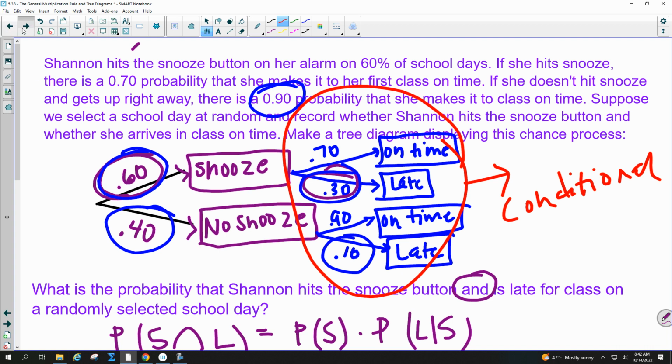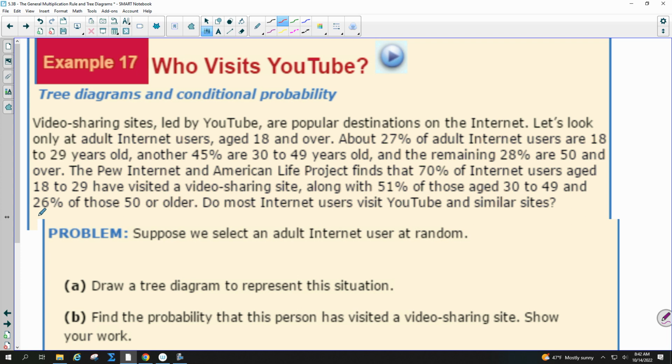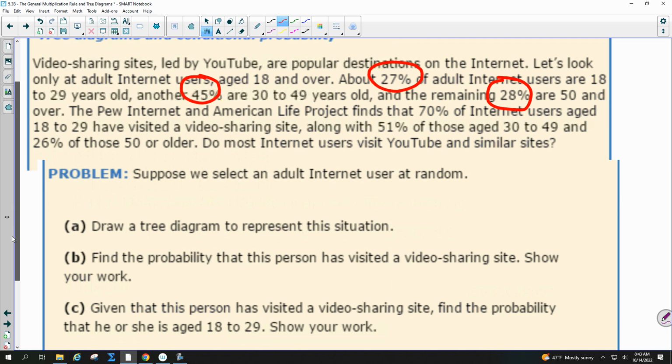We're going to do another one. Video sharing sites led by YouTube are popular destinations on the internet. Let's look only at adult internet users age 18 and over. 27% of adult internet users are 18 to 29. Another 40% are 30 to 49. And the remaining 28% are 50 or over. The Pew Internet and American Life Project finds that 70% of internet users age 18 to 29 have visited video sharing sites. And 51% of the middle age group, and then 26% of the old people have visited video sharing sites. This is before TikTok. It was just YouTube, I think.